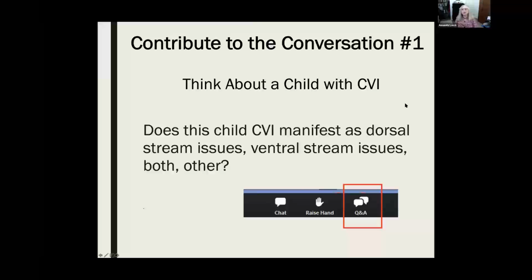Think about a child with CVI. Here's our first Q&A session. Does this child's CVI manifest as dorsal stream issues, ventral stream issues, both, or other? And have fun with the chat.